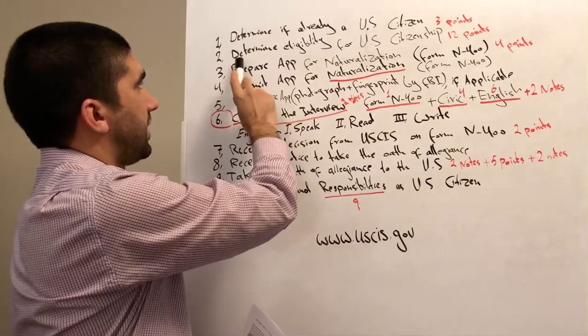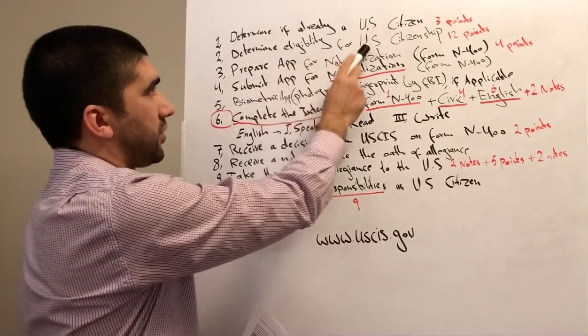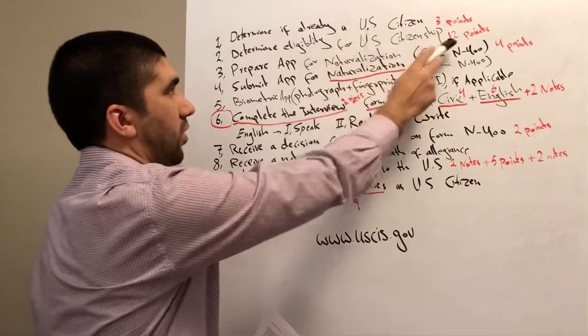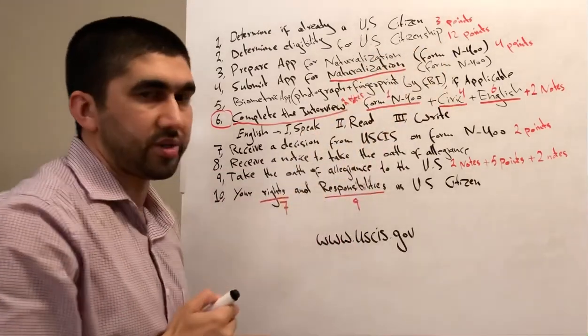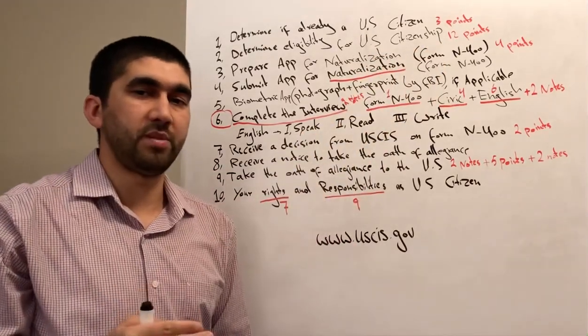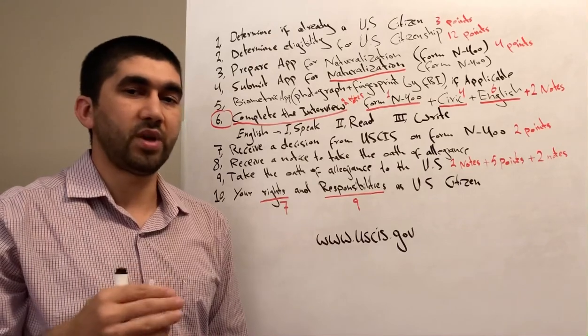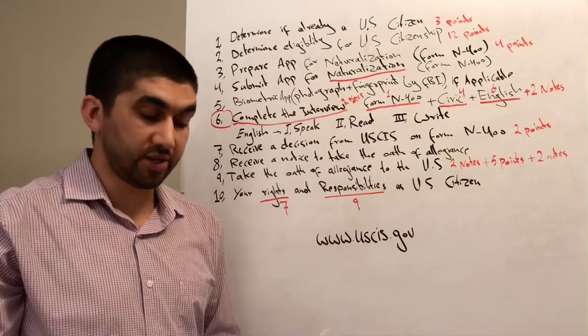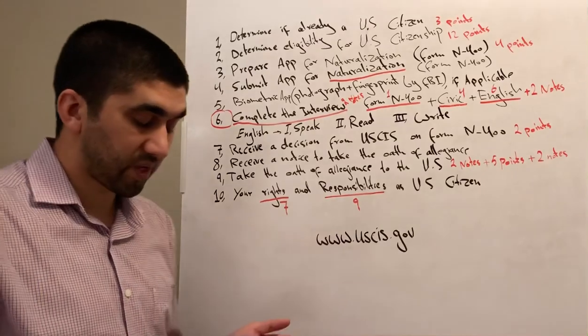So what is number 2? It says determine eligibility for US citizenship. Here we have 12 points, which means you have to determine if you are eligible and if you have met all the requirements for citizenship. So what are those 12 points?